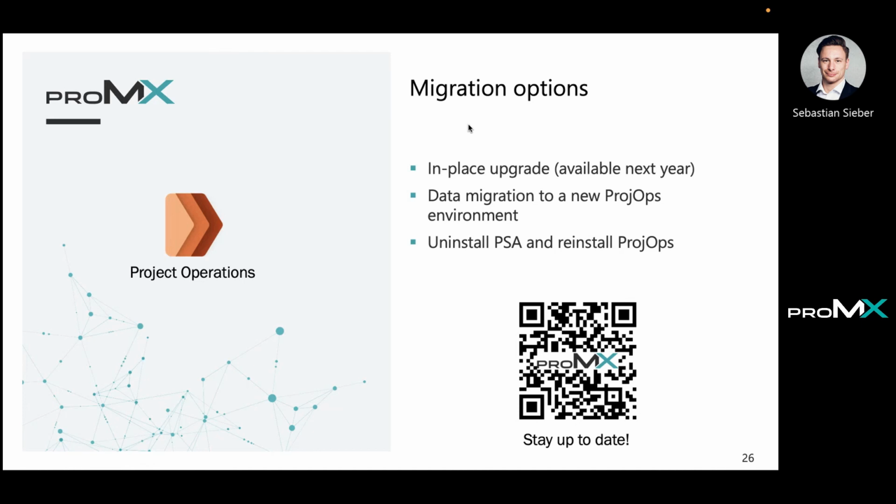So maybe let's start with the other two, and then jump to the most interesting one. Let's start from the bottom: uninstall PSA and reinstall project operations. This is mainly used when you didn't have that much productive data. The problem is that when we uninstall PSA, it will also remove the projects, and when you reinstall project ops, you may have to export and import your data. With the removal of the solution, the entities, the tables, will also be removed, and then the data too, of course. So be careful about that.